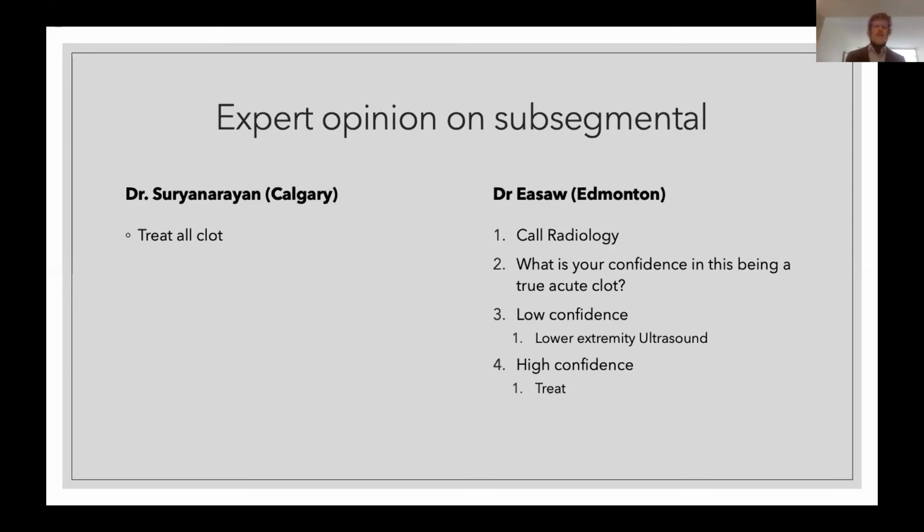Dr. Esau in Edmonton takes a little bit more of a nuanced approach and asks, we'll call radiology and say, what's your confidence in this representing a true clot? And I think that approach has real value in patients with high bleeding risk, right? If they have intracranial metastases, or severe thrombocytopenia or something to that effect, where they have a high bleeding risk. In those patients, I think it would be reasonable to take the approach of Dr. Esau as well, and then talk to somebody like Dr. Suryanarayan, such that we've gathered more information about what this patient's bleeding risk is before making the decision to anticoagulate them.